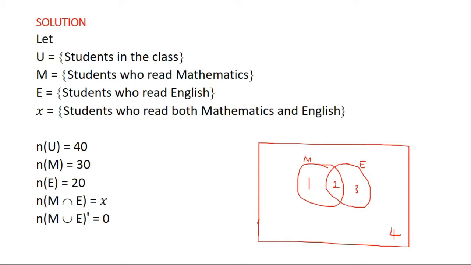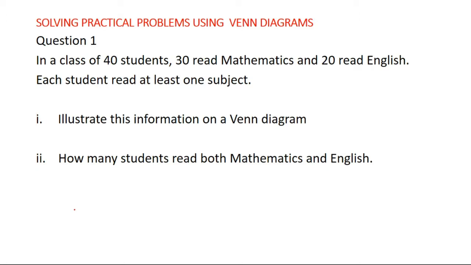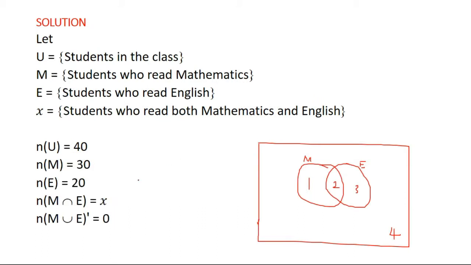Now, how do we know this is 0? Let's go back to the question. The question says that each student reads at least one subject. This statement is very important. What that means is that every student in the class is accounted for. Each student in the class reads either mathematics or English. There is no student who reads neither mathematics nor English. So the complement of English and mathematics is 0. That is why we have that to be 0.